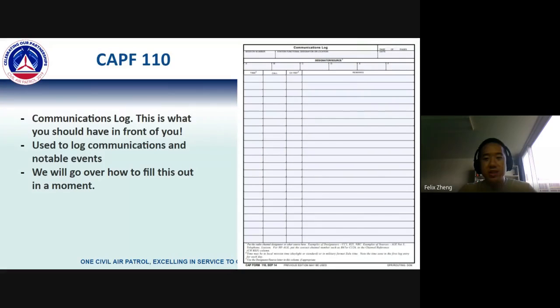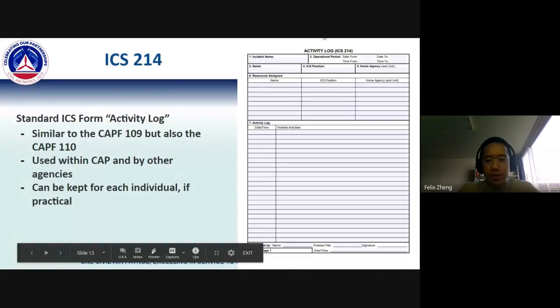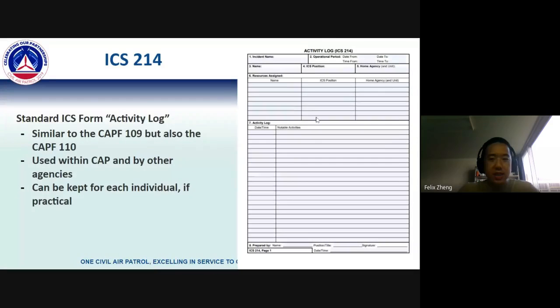Now, the CAP Form 110, this is what everyone should have in front of you right now. It's the communications log, but you can use it more like a general log as well. These are used to log communications and notable events, and we'll go over how to fill this one out in a moment. The other form that you will see a lot is the activity log, ICS 214. This is a standard form across FEMA. Under the Incident Command System, the 214 form can be used by pretty much any agency that subscribes to the FEMA model of handling incidents.